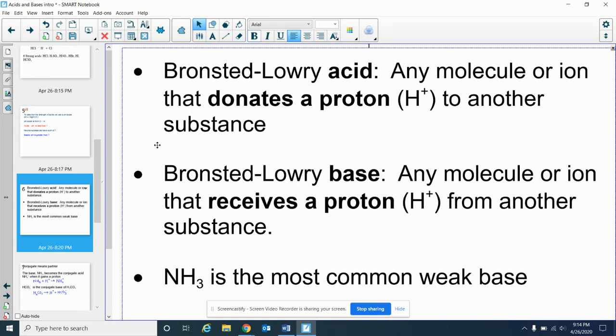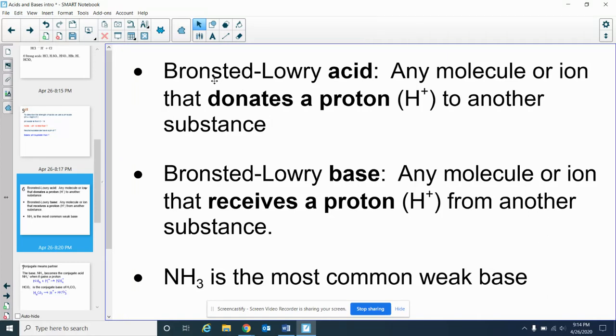Well, a little bit later, after Arrhenius's definition had not applied to all acids and bases, a second definition was given, which is called the Bronsted-Lowry definition. And the Bronsted-Lowry definition says that an acid is any molecular ion that donates a proton. H plus is just a proton because hydrogen is the element that doesn't have a neutron. So a hydrogen atom is 1 proton and 1 electron. But when it doesn't have the electron, it's just H plus. So that is just a proton. But you can also just say it donates a hydrogen ion to another substance.